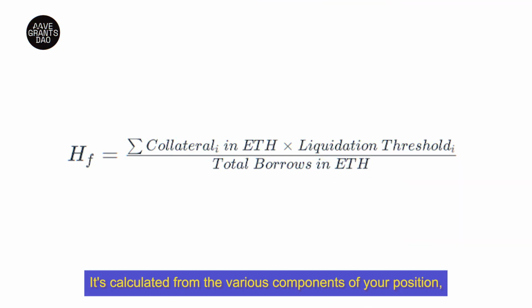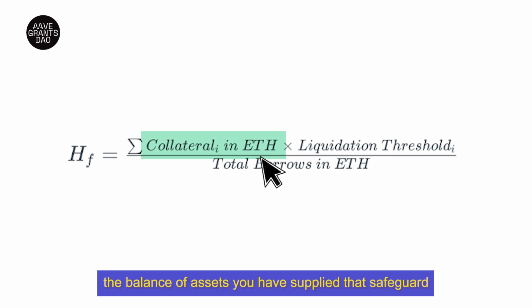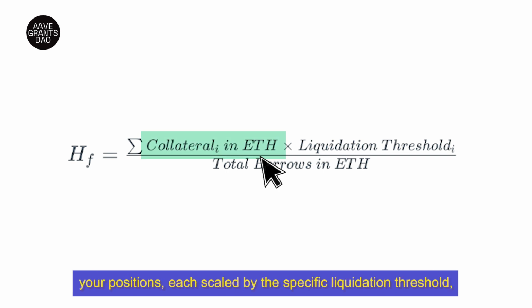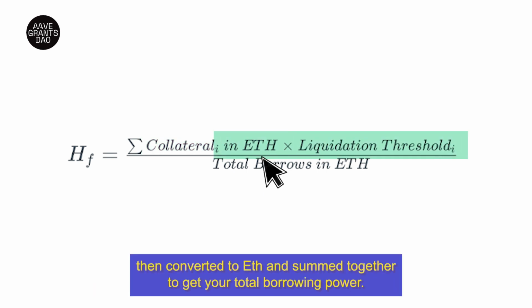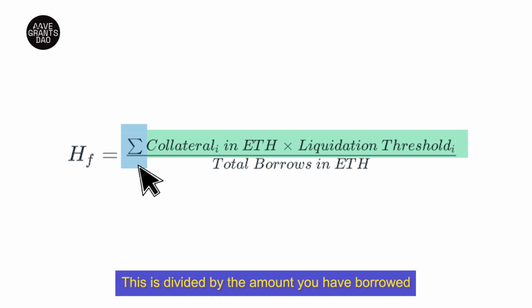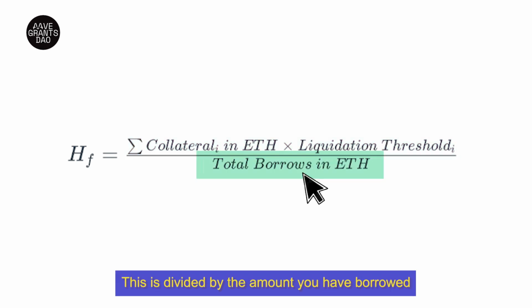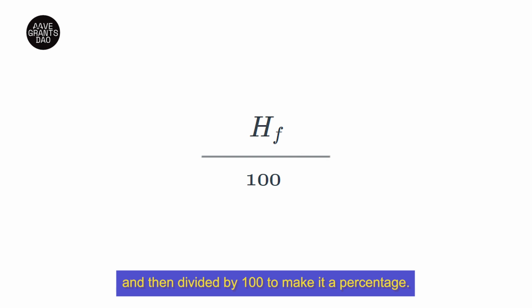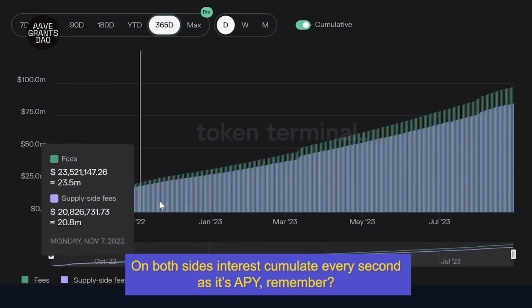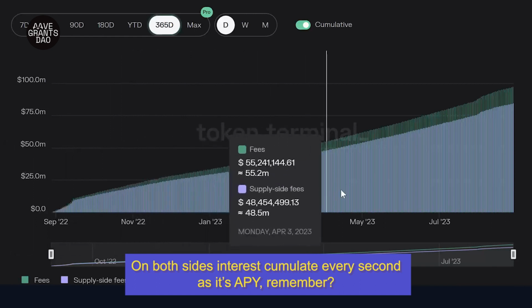It's calculated from the various components of your position. The balance of assets you have supplied that safeguard your positions, each scaled by the specific liquidation threshold, then converted to ETH and summed together to get your total borrowing power. This is divided by the amount you have borrowed, and then divided by 100 to make it a percentage. On both sides, interest accumulates every second, as it's APY, remember?